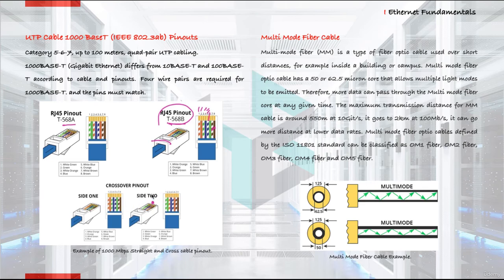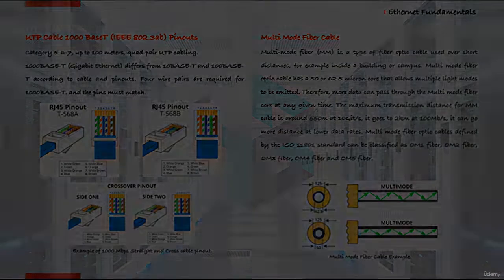You can also do the cross connection as you see here. One side of the cable starts with orange and white, the other side starts with green and white. In fact, the greens and oranges are swapped: you make one side the same as the straight cable, and on the other side you replace the oranges and greens, then it is a crossover cable.